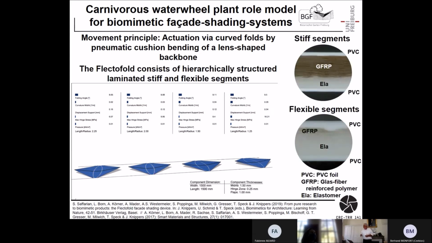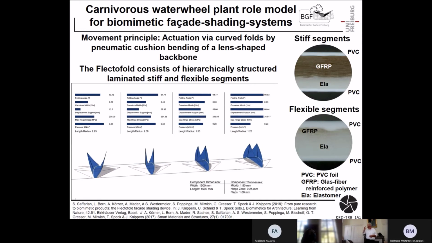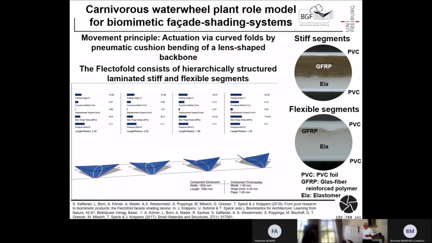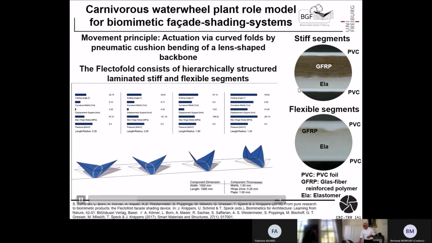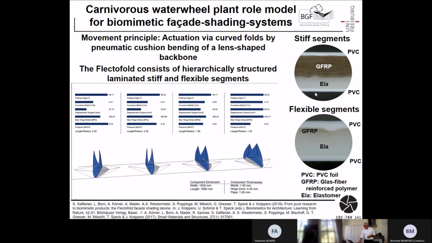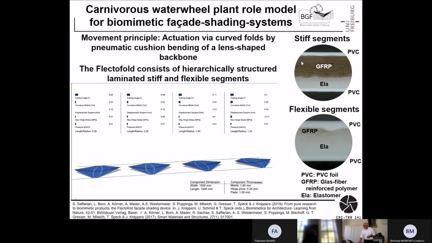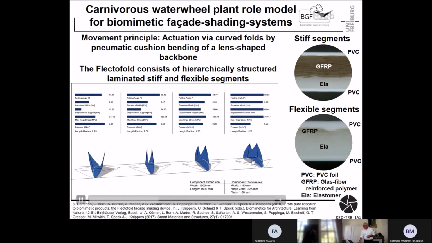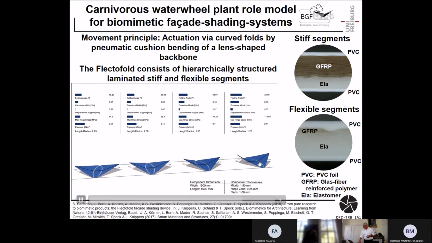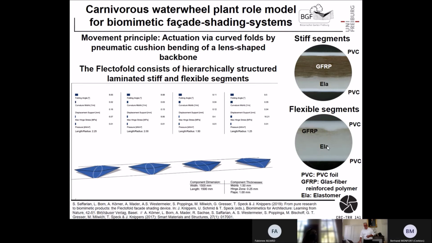The next thing we did, we worked together with ITV Denkendorf, one of the world's greatest technical textile institutes. And it's very simple. It's a layered structured laminate system with stiff and flexible segments, and it can be produced in one production process. What do we have? The PVC is just for filtering the UV out if it's outside at a building. Then you have glass fiber reinforced polymers, and you have elastomers. In the stiff parts, these are the wings and the central lens-shaped structures, you have a lot of glass fiber reinforced polymers. In the flexible parts, these are the curved folds, you have nearly only elastomers.